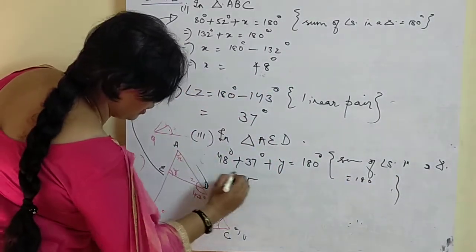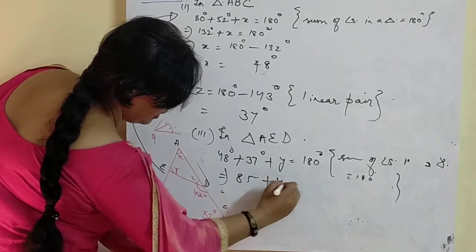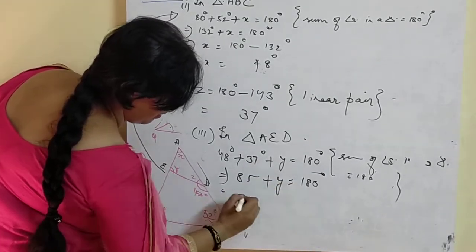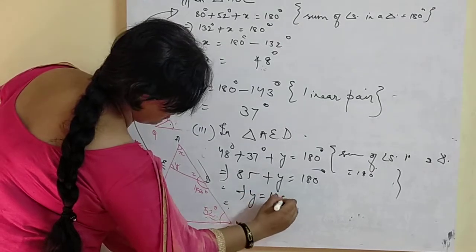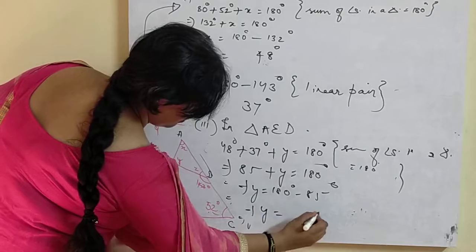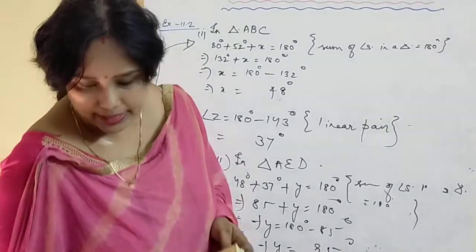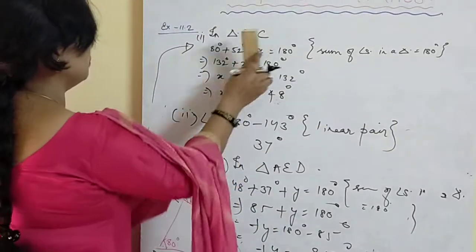So it's 85 plus y equals 180 degrees. y is equal to 180 minus 85 degrees. Therefore y is equal to 95. So now we'll proceed to the next questions 8, 9, 10 and 11.